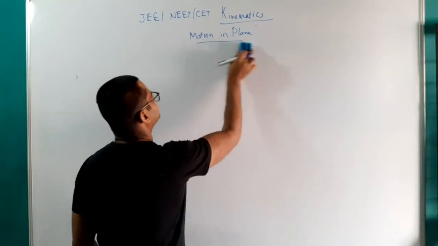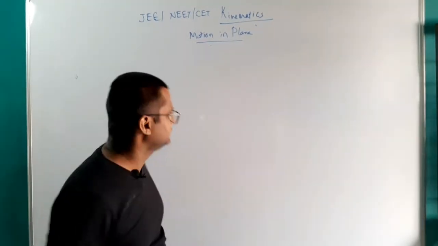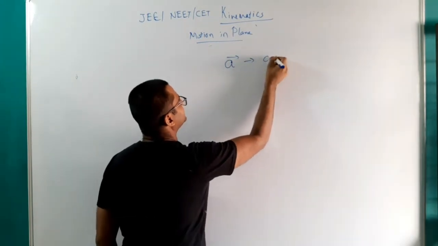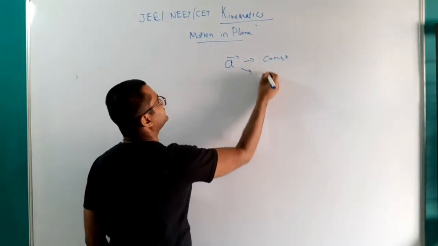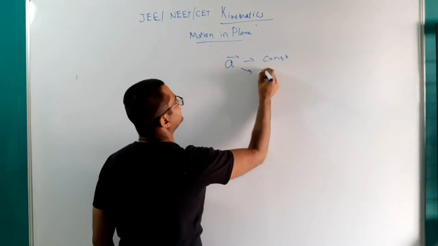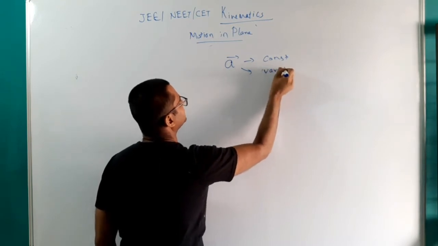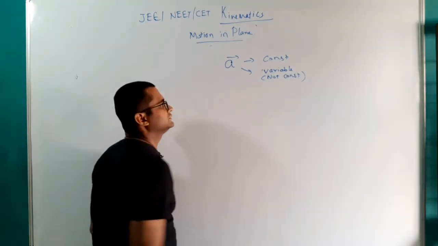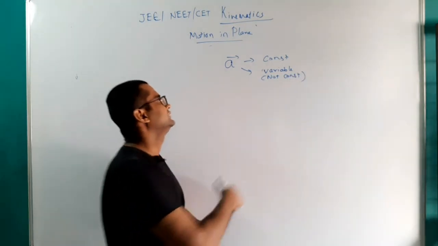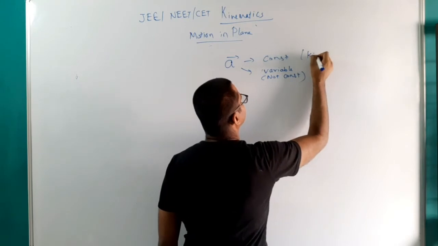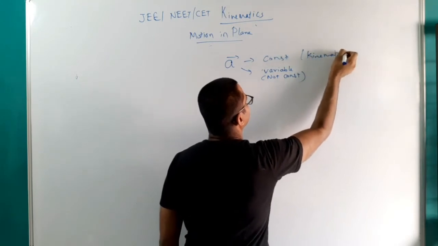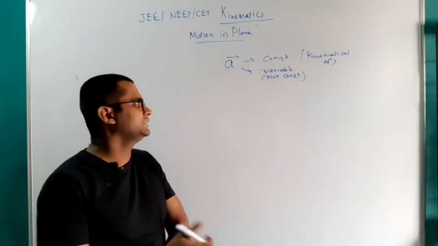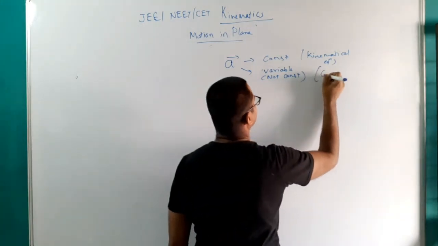Okay, there is one more point left. We know that acceleration can be either constant or variable, or simply not constant. So there are two cases. One is the constant acceleration case, where we can use kinematical equations, and the other is variable acceleration, where we use general equations of motion.